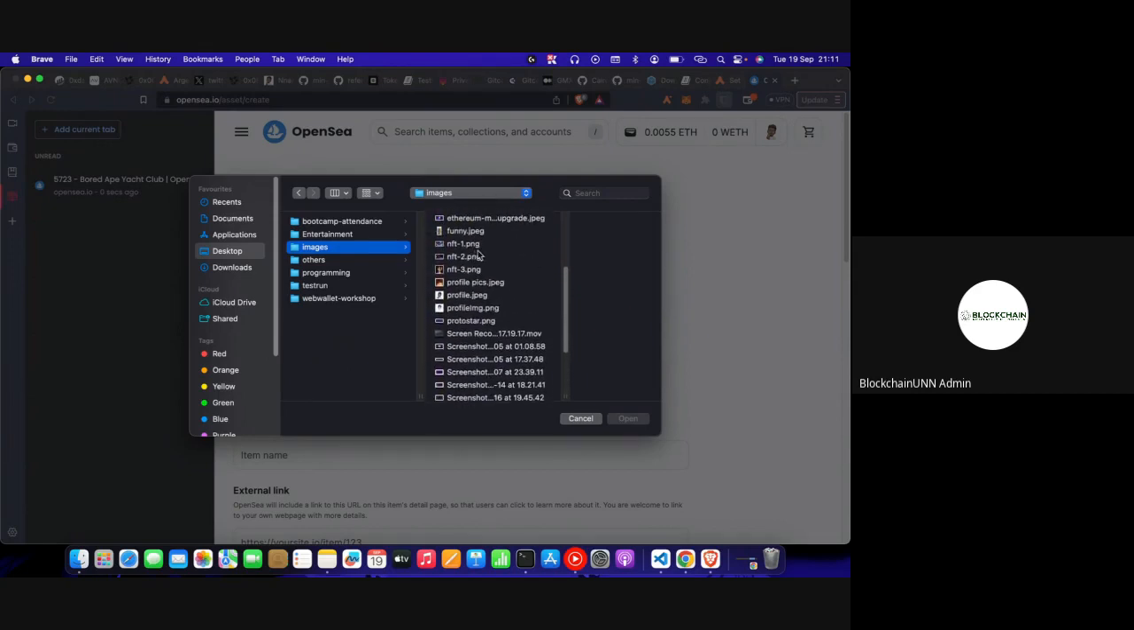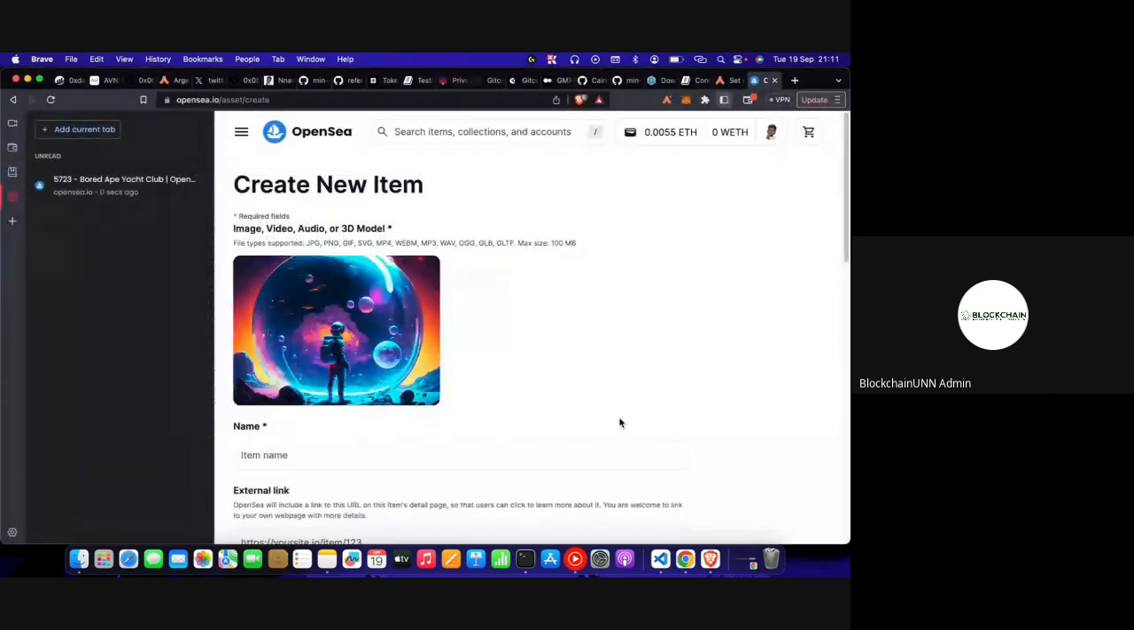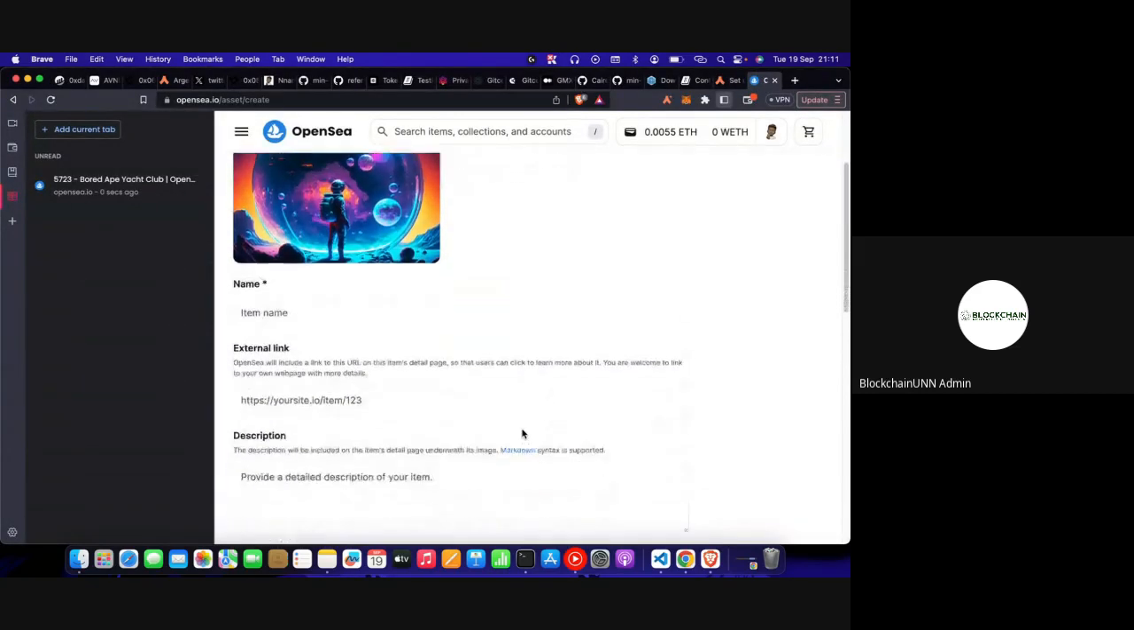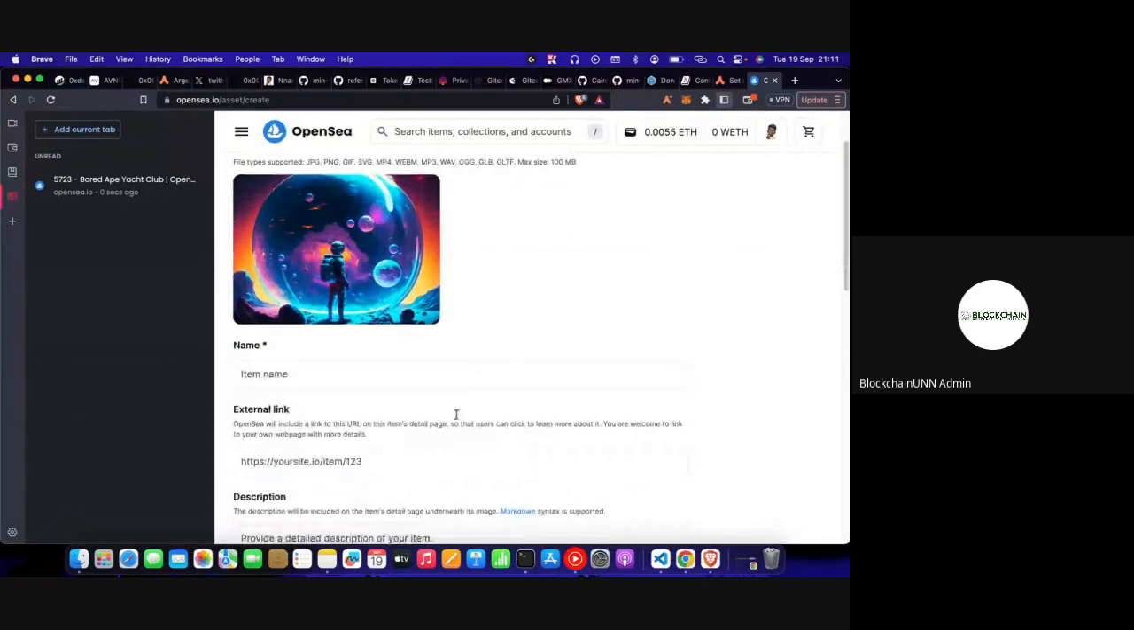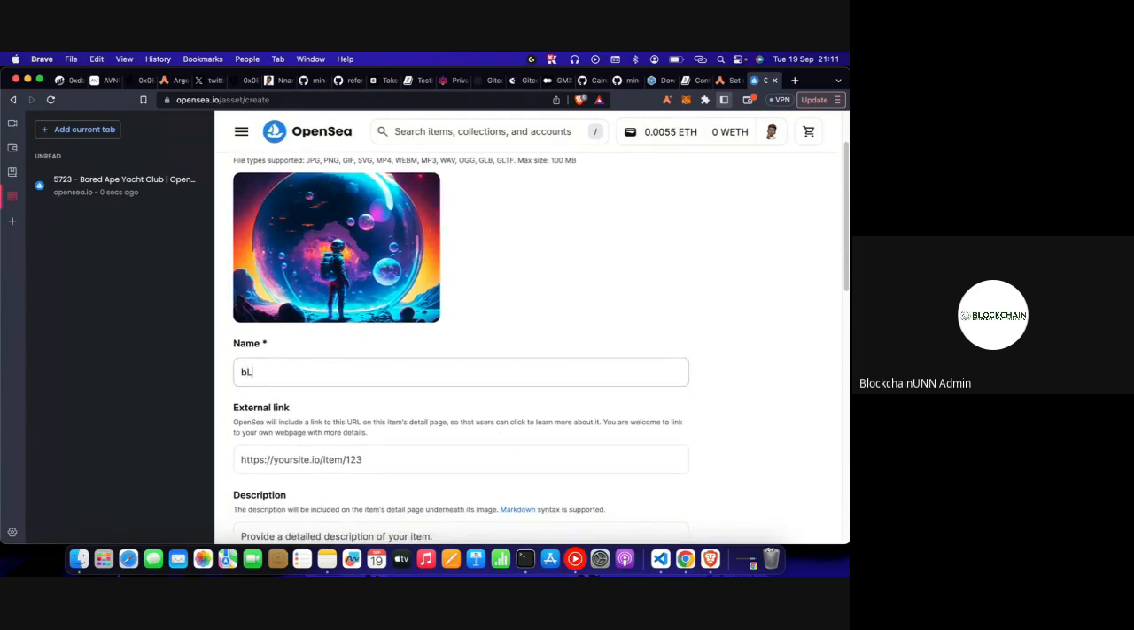Let's create our own image. I feel like this metaverse is going to sell for a lot of money. So you can decide to add a name. Let's call this blockchain UNN metaverse. You can add a link to your site.